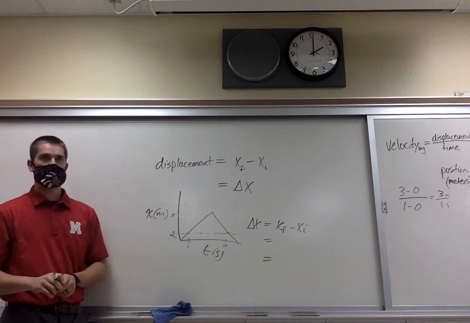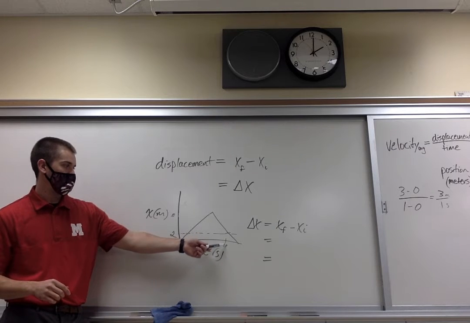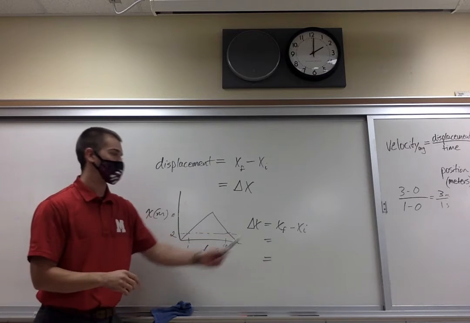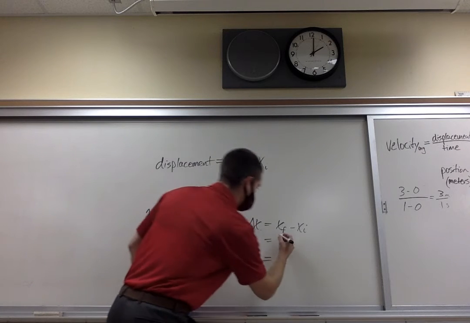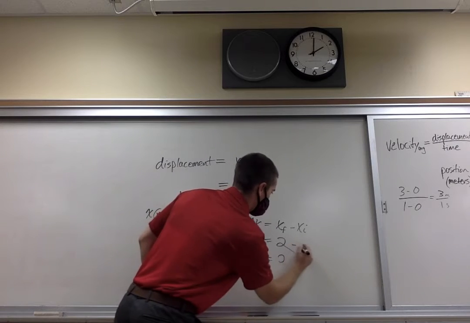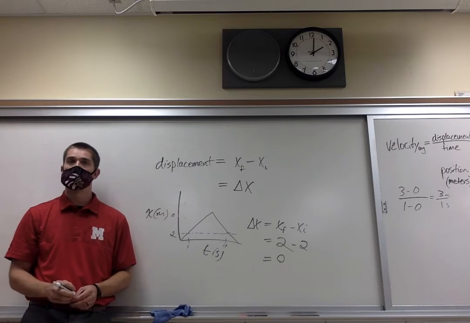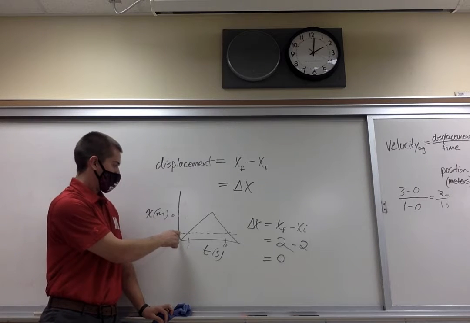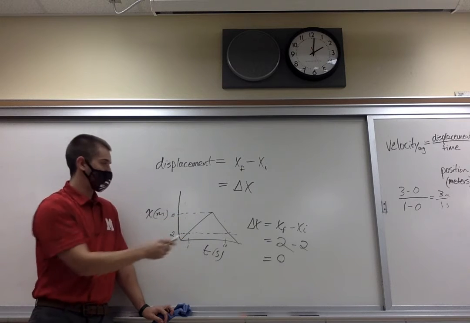I want to do the same calculation. What's the displacement from time equals 1 to time equals 10? I do my formula. I know displacement is the change in position. My final position was at 2. My initial position was also at 2. Oops. My displacement was 0. That's weird, right? Because my object went all the way up to 10, not exactly, and then walked backwards.